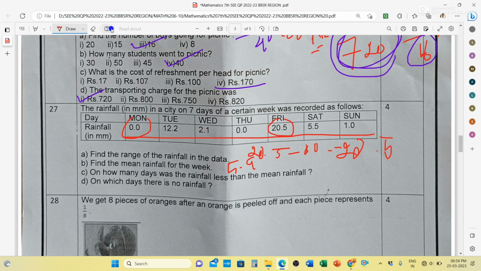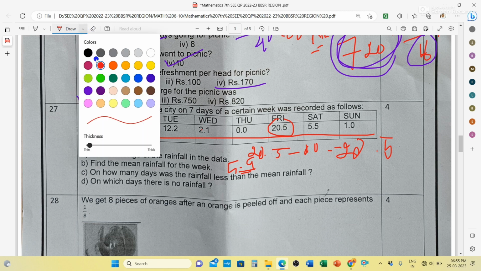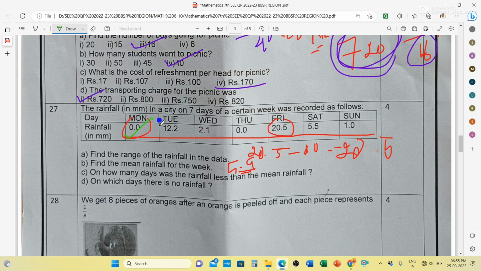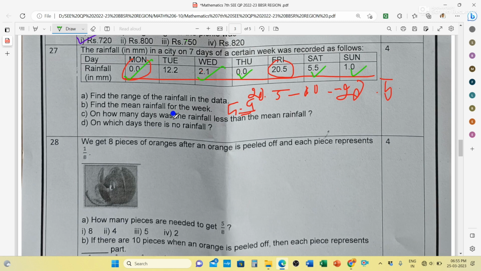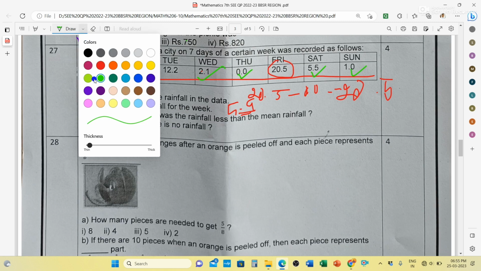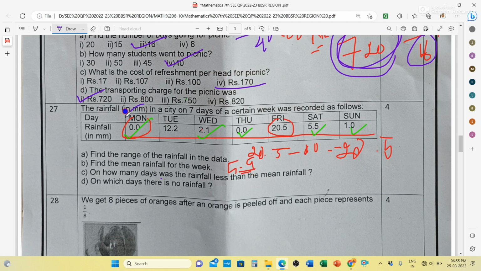So mean rainfall is 5.9. Okay. So how many days was the rainfall less than the mean? That means less than 5.9. Less than 5.9. 1, 2, 3, okay, 4, 5. So 5 days. On which days was there no rainfall? There is no rainfall on Monday and on Thursday.